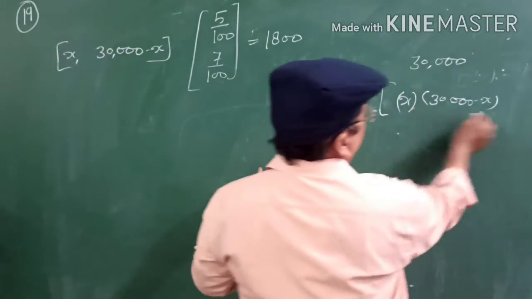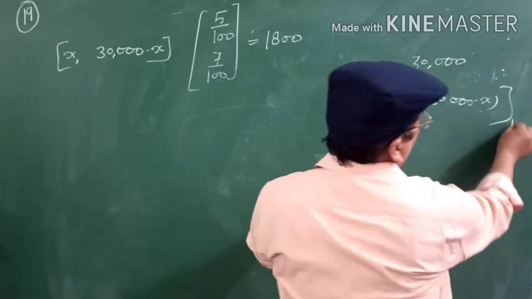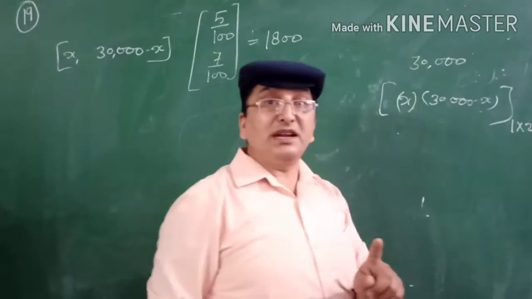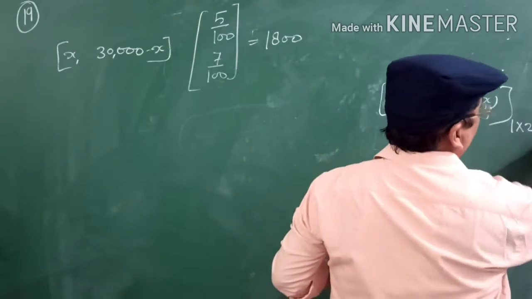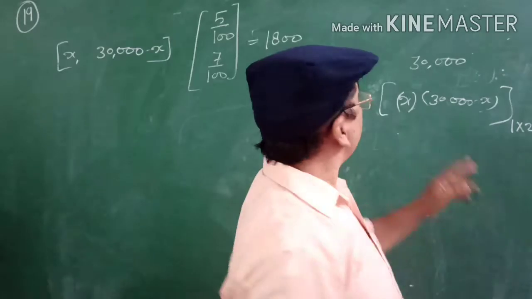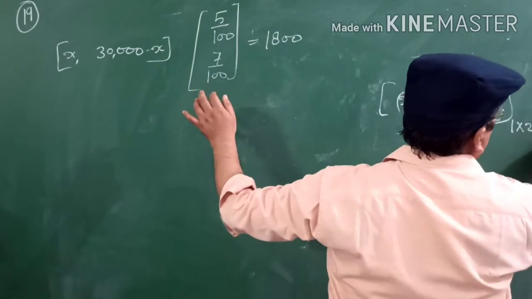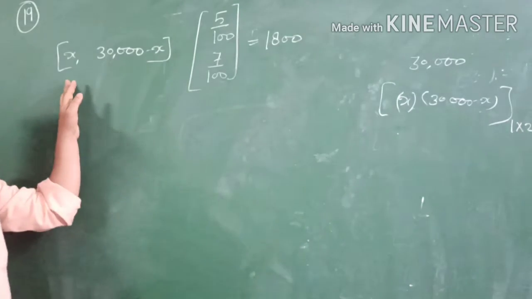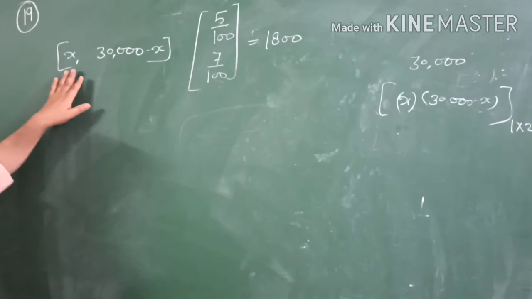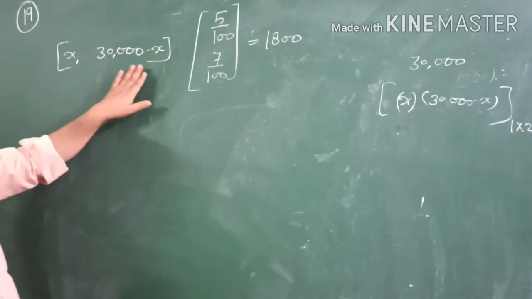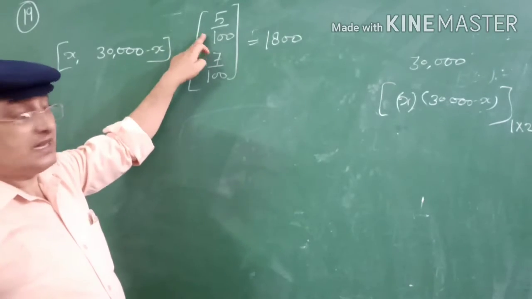Now see, this is done by using matrix multiplication because this is 1 cross 2. Matrix multiplication is possible only when we use another matrix having order 2 cross something. 2 cross something is then 5 upon 100 and 7 upon 100. X is the first bond because 30,000 is the total money, and x is the first bond and 30,000 minus x is the second bond. 5 upon 100 is 5% and 7%.